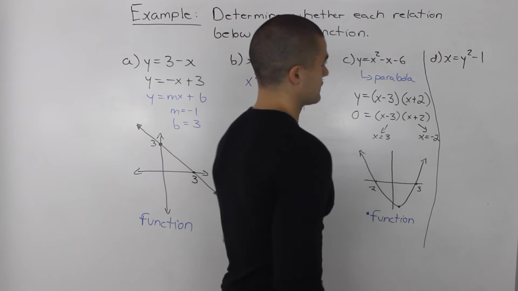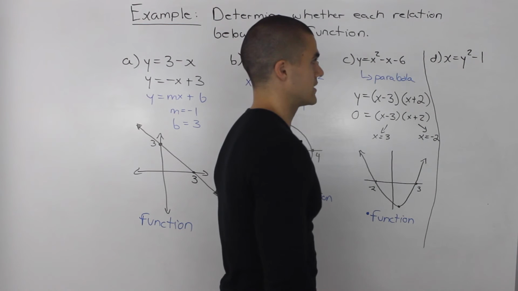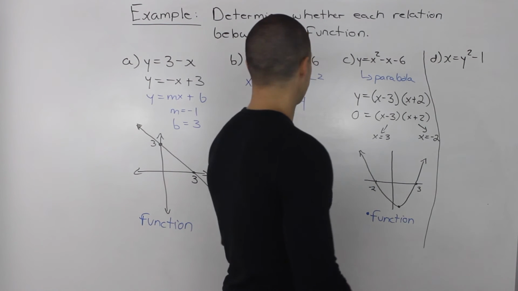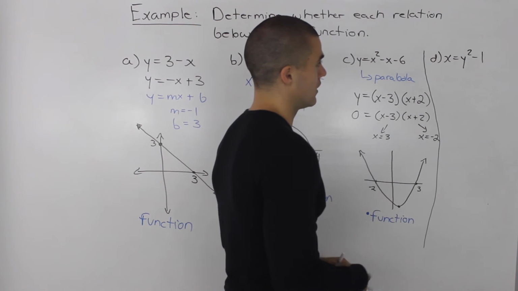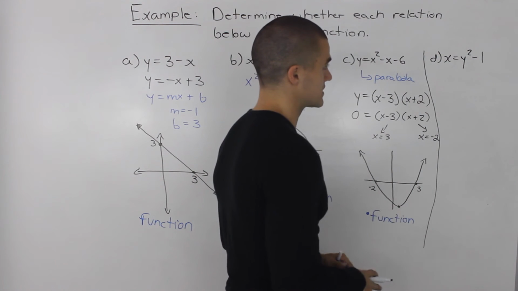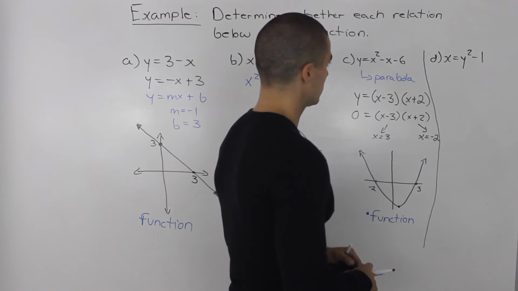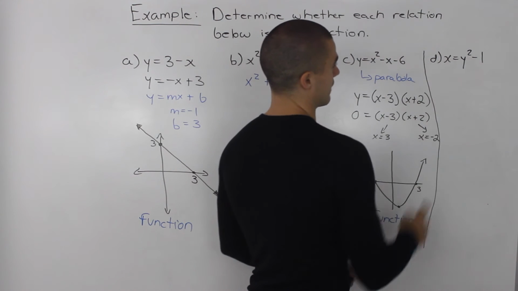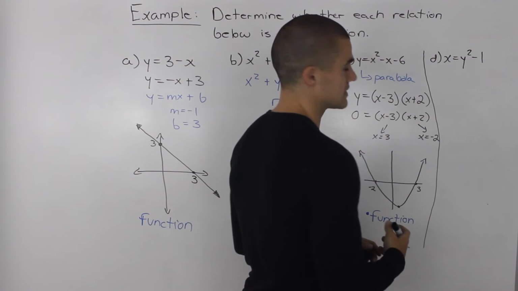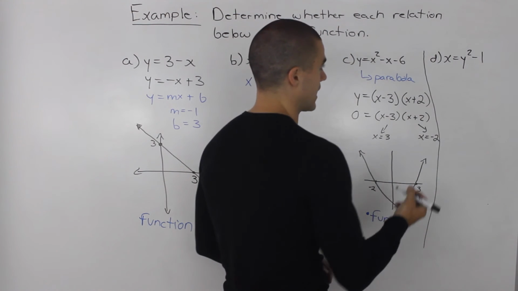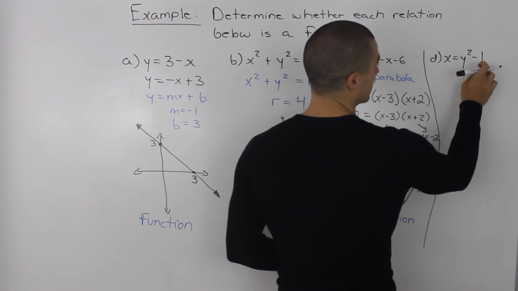Now, what about this final relation, this x equals y squared minus 1? Now, this one is a little bit more unique, and you probably have not seen it as much, or maybe haven't even seen it at all. So let's take a couple of steps to graph this relation. The first thing we should do is let's try to isolate for y. Let's see what happens when we isolate for y.